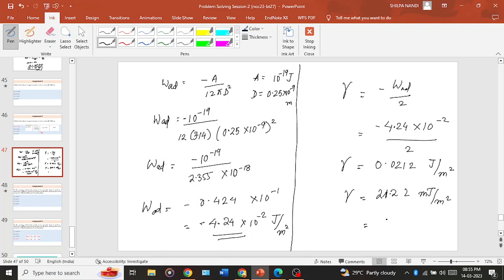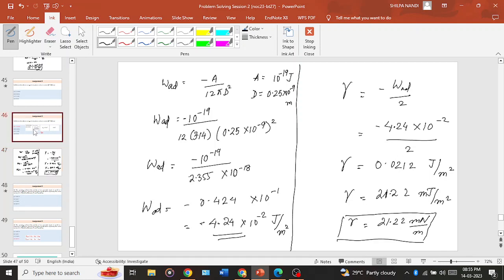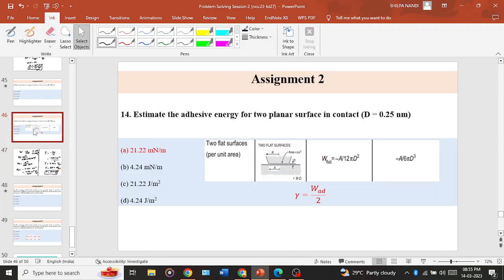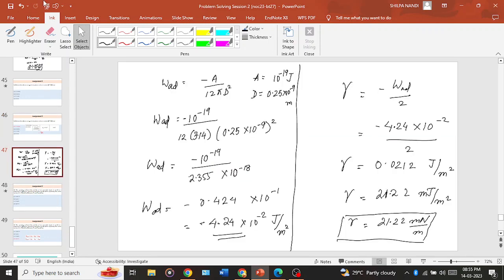And then if I convert this, it is 21.22 millinewton per meter. So here you have your answer. So this was your option number A, that is 21.22 millinewton per meter.